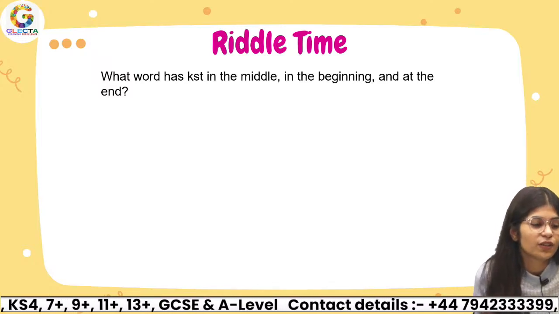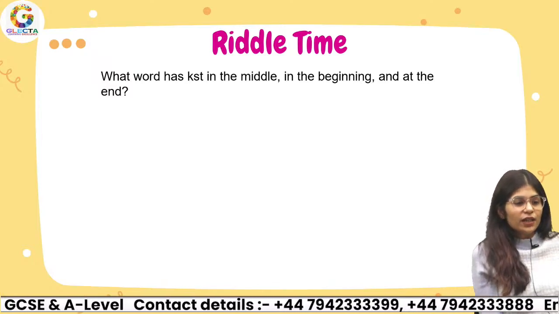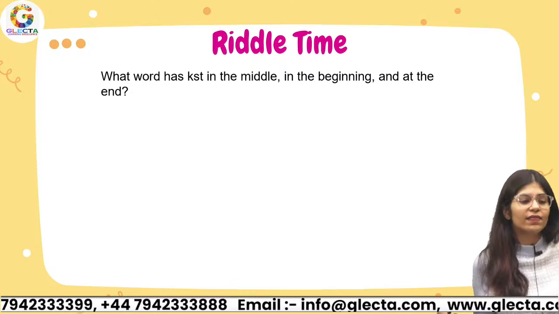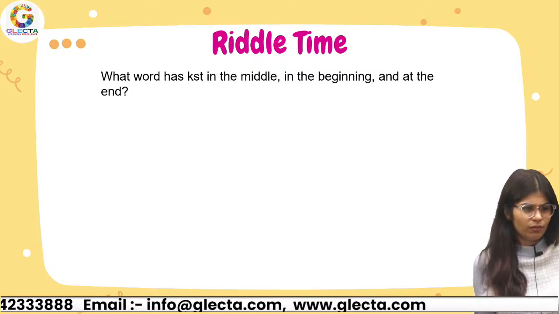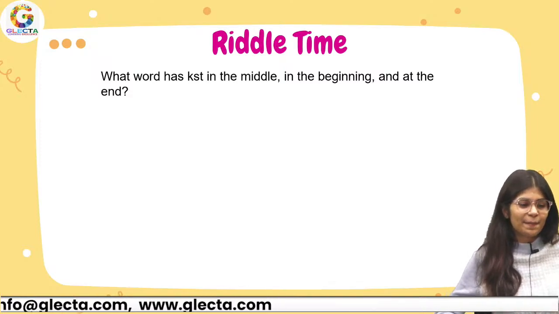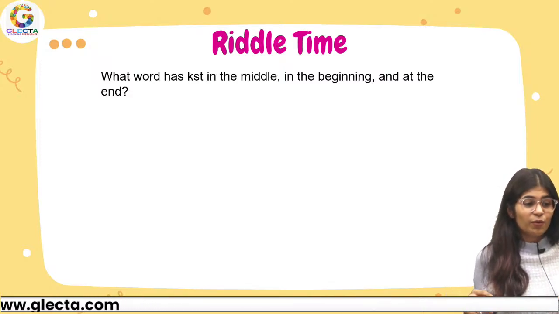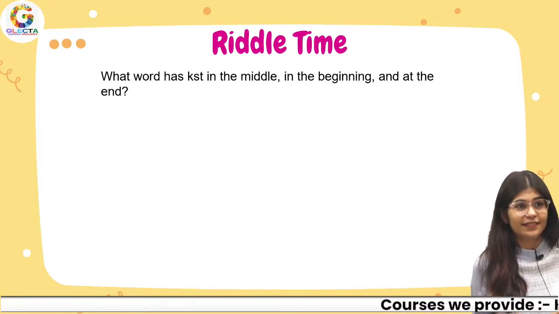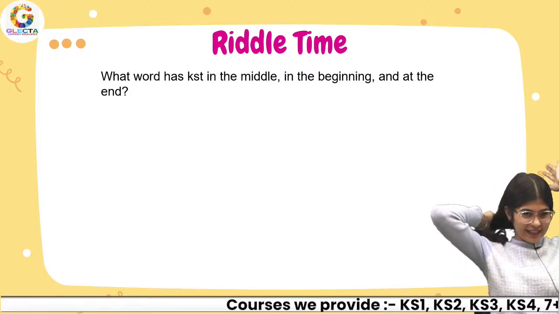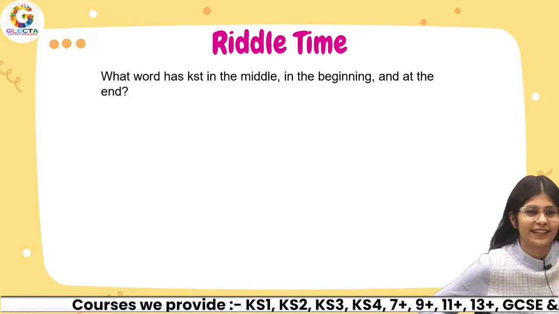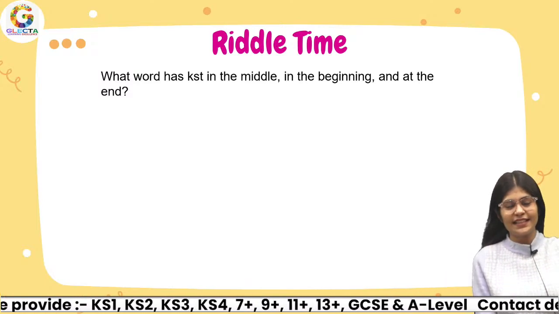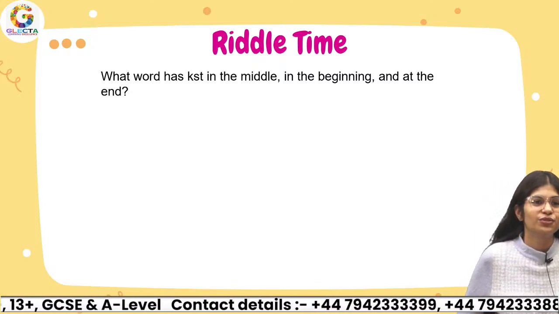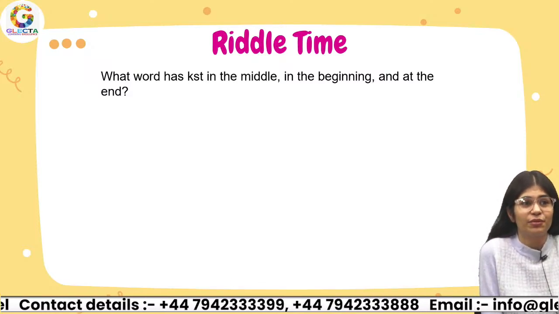We're just going to do one riddle quickly, and then we're going to sum this up. So it says, what word has KST in the middle, in the beginning, and at the end? Oh, what? What word has KST in the middle, in the beginning, and at the end? What do you think this is? Okay, again, 10 seconds. 10, 9, 8, 7, 6, 5, 4, 3, 2, 1, 0.